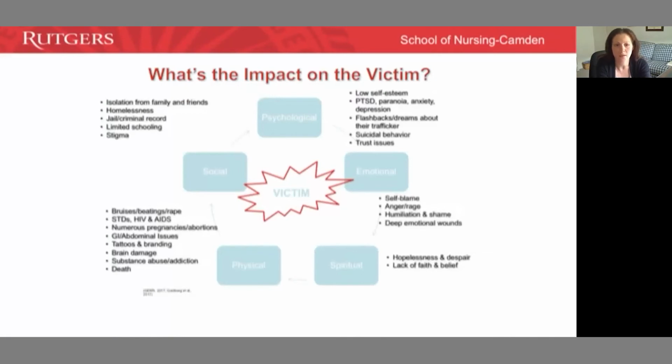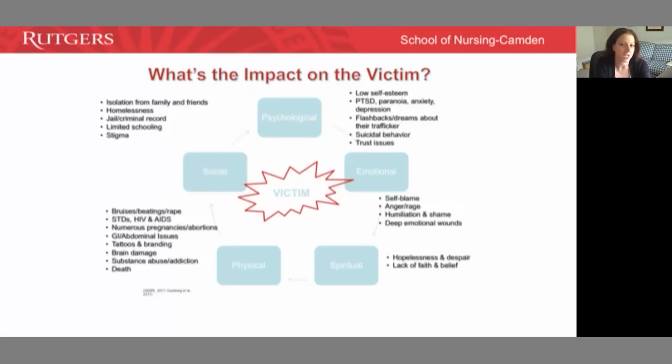Feelings of low self-esteem and depression and trust issues become apparent in this person. They also exhibit self-blame and anger. Spiritually, they feel hopeless and they lack faith. The physical repercussions are many and at times concealed by the victim, so as not to expose that they are victims of human trafficking. They can have bruising, sexually transmitted infections.